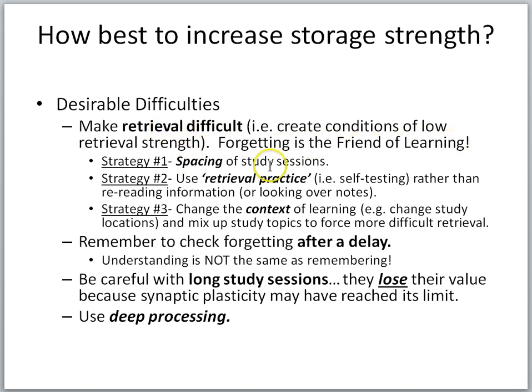And we can do this by spacing out our study sessions. That will lower the retrieval strength. Using retrieval practice, that's more challenging, right, to access the information rather than rereading information or looking over notes. And strategy 3 is change the context of learning. Change the study location, mix up the study topics to force more difficult retrieval. So there's evidence that mixing up different topics does make retrieval more difficult, but then you have gains down the road.